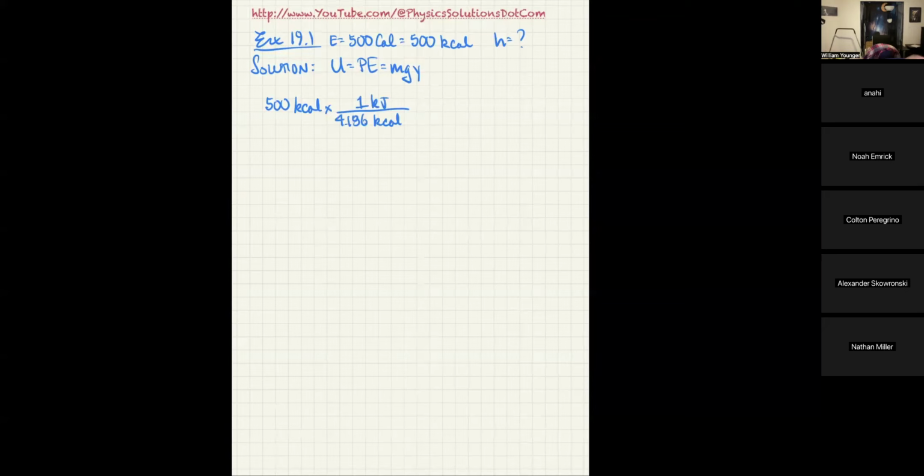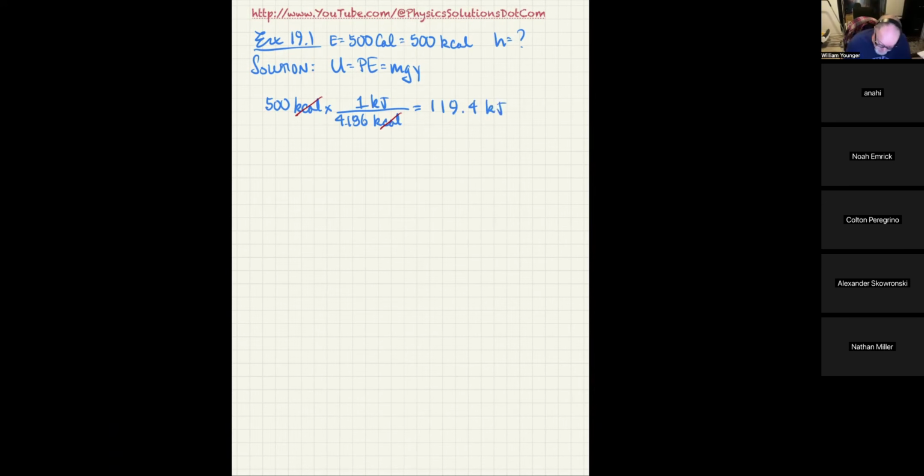So you can now see that the kcal cancels out with the kcal, and I'll take 500 and divide it by 4.186, and that gives me, oops, switched to red there by mistake. That gives me 119.4 kilojoules.